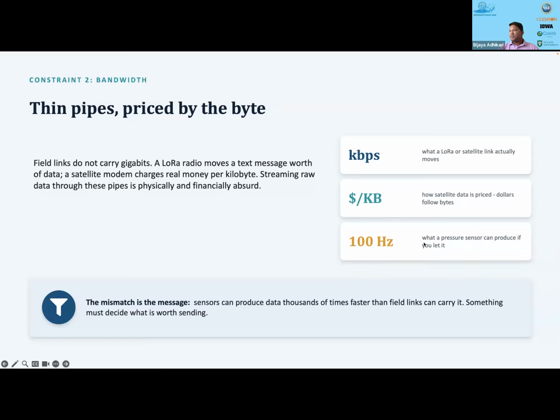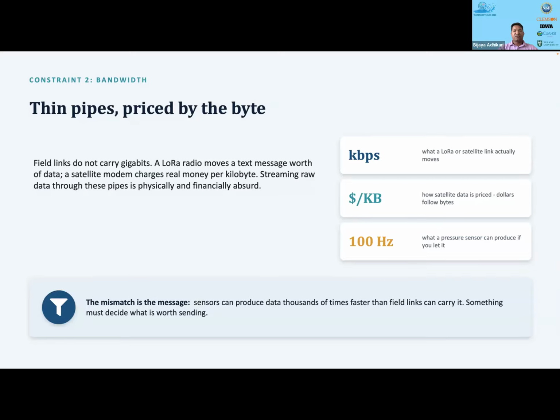But the pressure sensor can produce a lot of data. It can sample at the rate of 100 hertz. So there's a mismatch. Sensors can produce thousands or even a million times more data than what the connections can carry. So something has to decide what is useful to send. There has to be some intelligence in the local vicinity of where the data is collected that says, this particular number is worth sending, or these numbers aggregated at this resolution are worth sending. So there is a choice that we have to make.